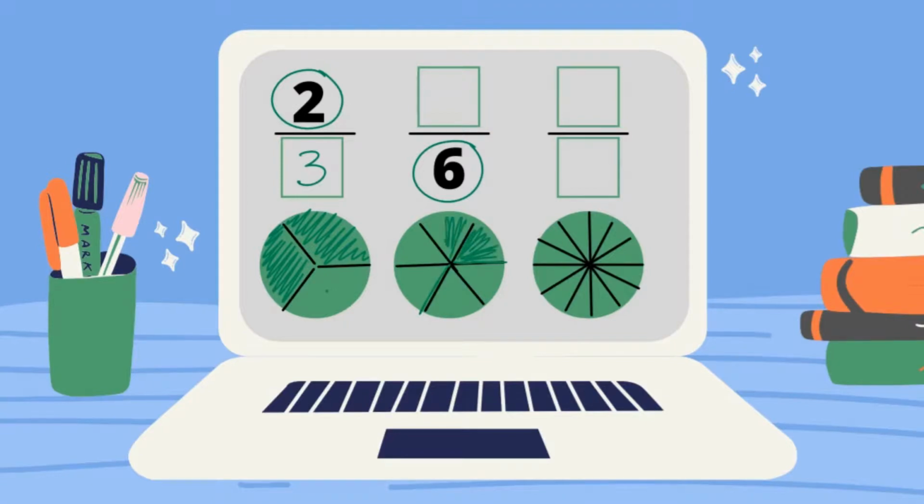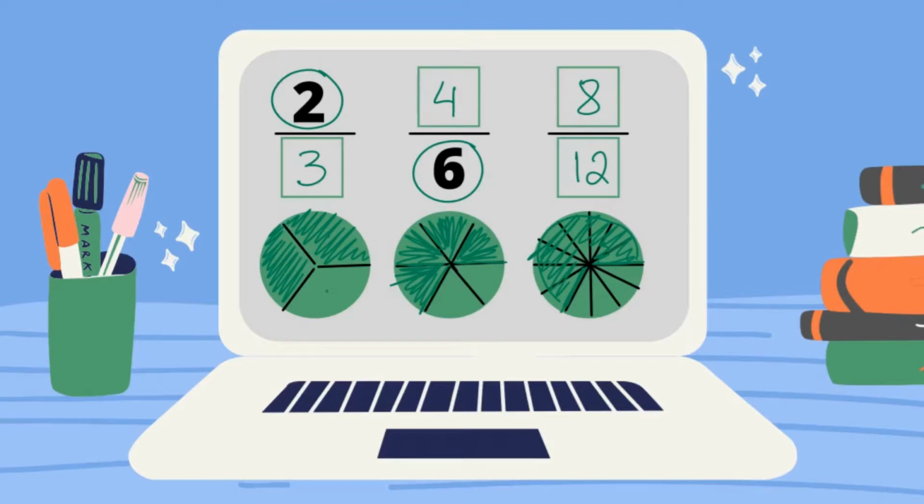1, 2, 3, and 4. 4 pieces, 4/6. And in the third scenario, we are splitting our circle into 12 equal pieces. And if we want to have the same portion taken out, then this piece here, all of this, will be represented by 8 pieces, 8/12.